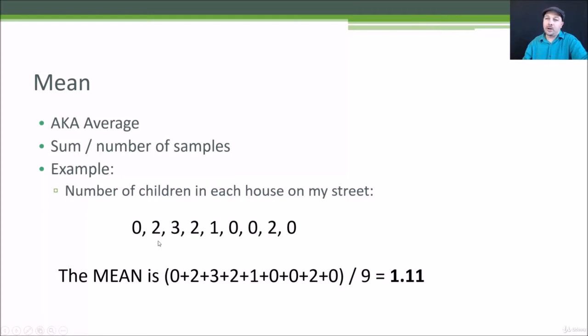And to figure out the mean, all I do is add them all together and divide it by the number of houses that I went to. So in that case, it comes out to 0 plus 2 plus 3 plus all the rest of these things, divided by the number of houses that I looked at, which is 9. And the mean number of children per house in my sample is 1.11. So there you have it, mean.